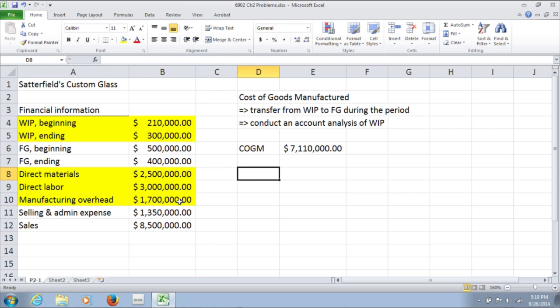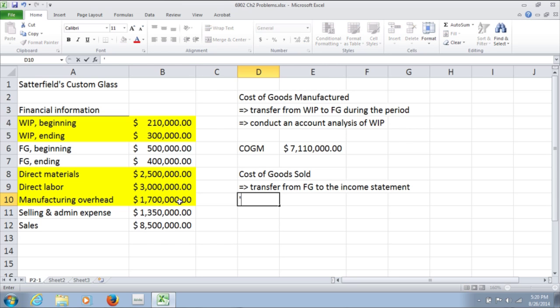Well, the next thing we're asked to do is prepare an income statement. Now, cost of goods manufactured is a transfer from work in process to finished goods, not what ends up on the income statement. What ends up on the income statement is the cost of goods sold number. So similarly, this is a transfer from finished goods to the income statement in the form of the cost of goods sold number. So that means that we must conduct an account analysis of finished goods.